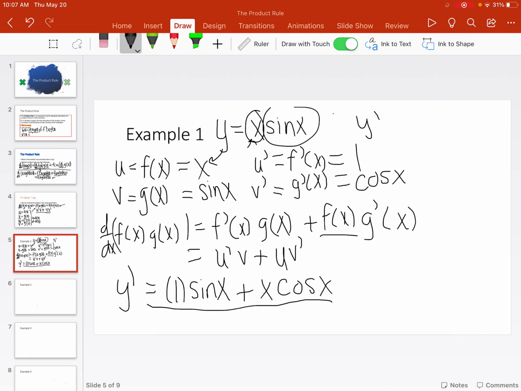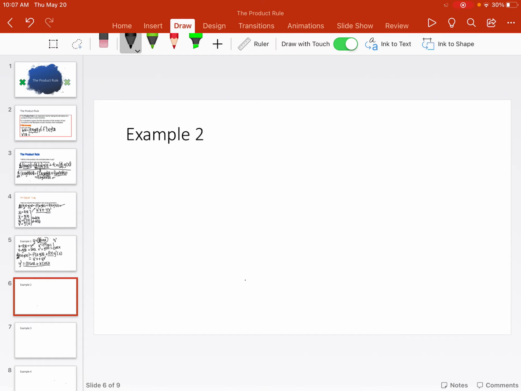Okay, so that wasn't too bad. Like I said, you're going to take the derivative of each function, multiply it by the rest of the functions, then add, and then you get a new term, and you take the derivative of a different function that you haven't taken the derivative of already, and multiply it by the remaining functions. So let's go into our next example.